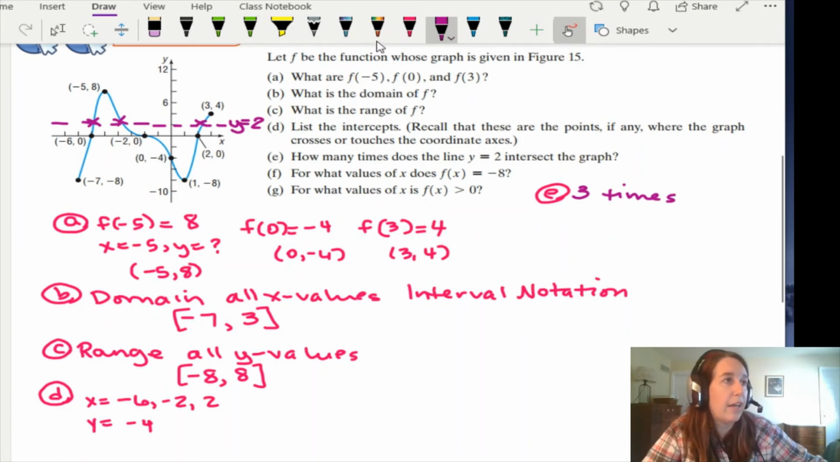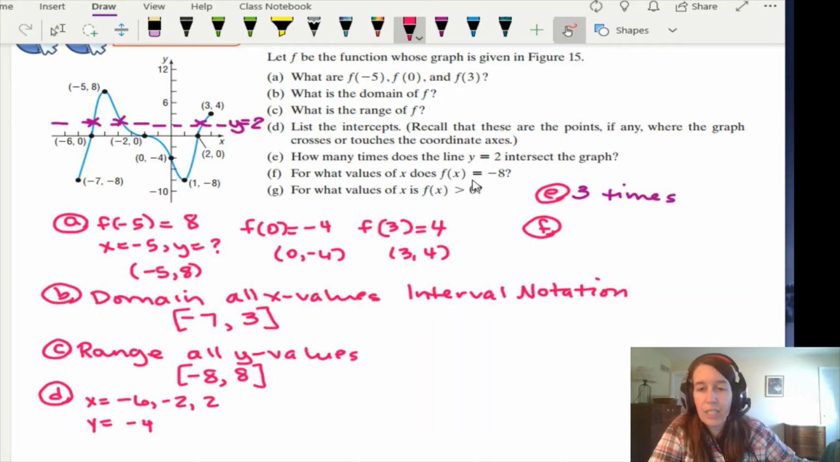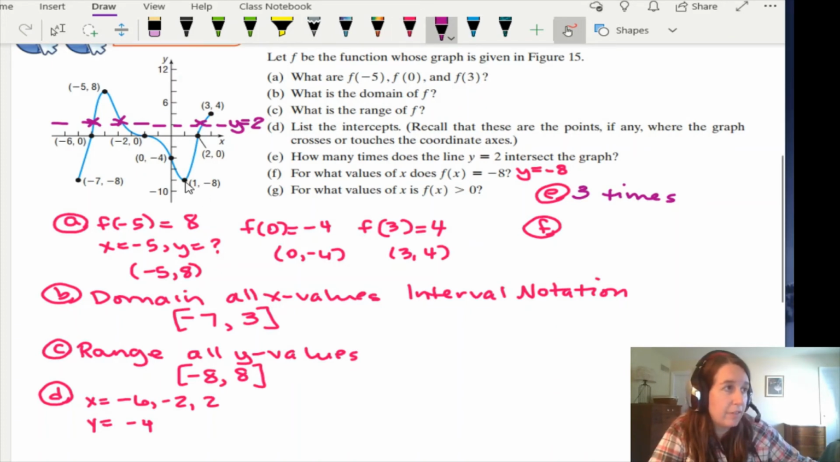All right, letter F. I think I can fit that right in here. What values of x does f of x equal -8? Okay, in other words, f of x, sometimes you just need to talk to yourself and rewrite. That's y equals -8 because it's f of x. It's not x, right? The x would be right there. So where does the graph y equals -8? Well, let's throw that onto the graph. Y equals -8 is right here. I can tell from those values.